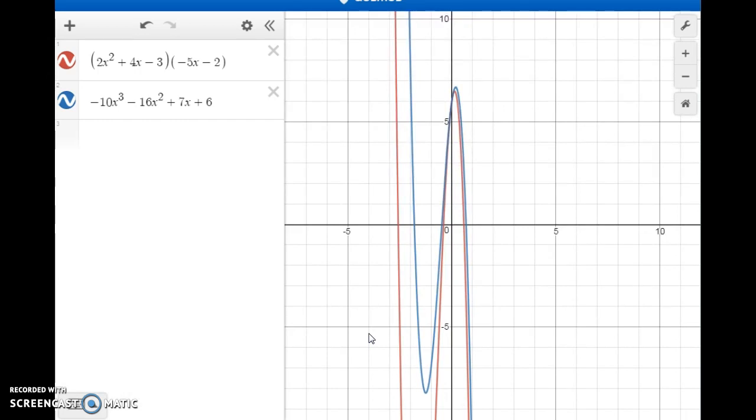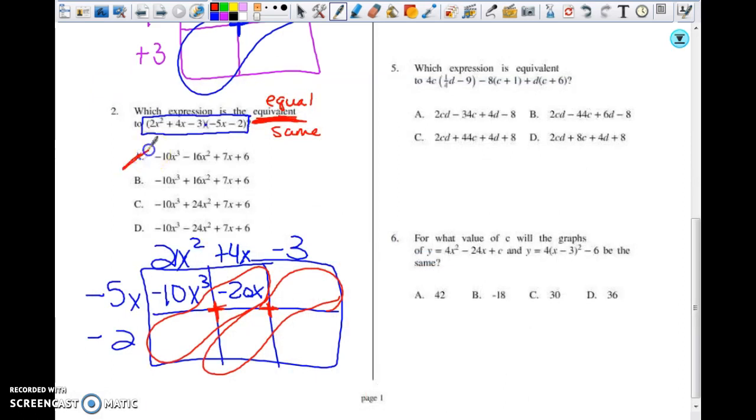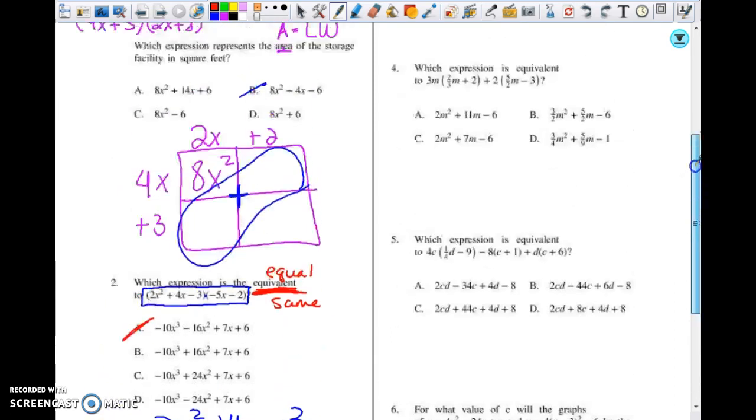No. So are they equal? Are they the same? No. So that would be how you do it. It is not A, so I'll leave you to figure out the rest of them.